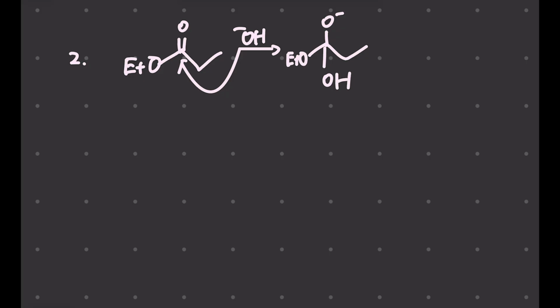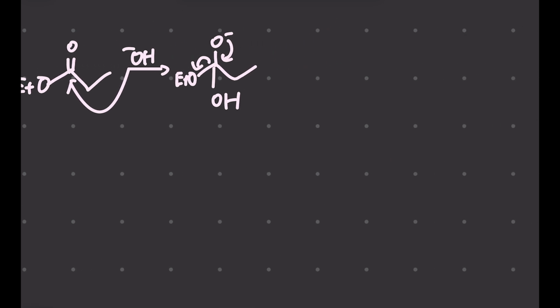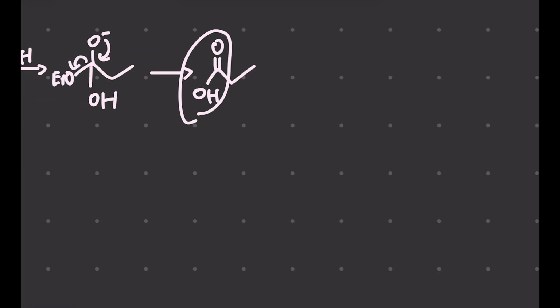And this is going to cause the collapse of that tetrahedral addition compound, and it's going to kick out the ethoxide. And it will give us a different molecule. It will give us a carboxylic acid. And this carboxylic acid, under basic conditions, is going to be deprotonated into a carboxylate ion.